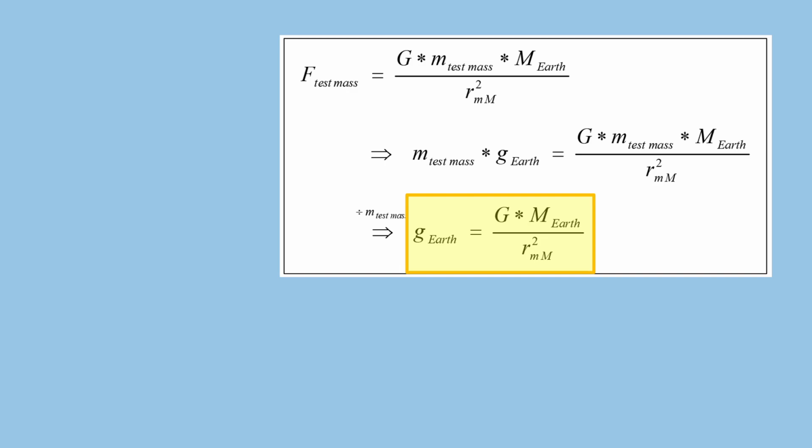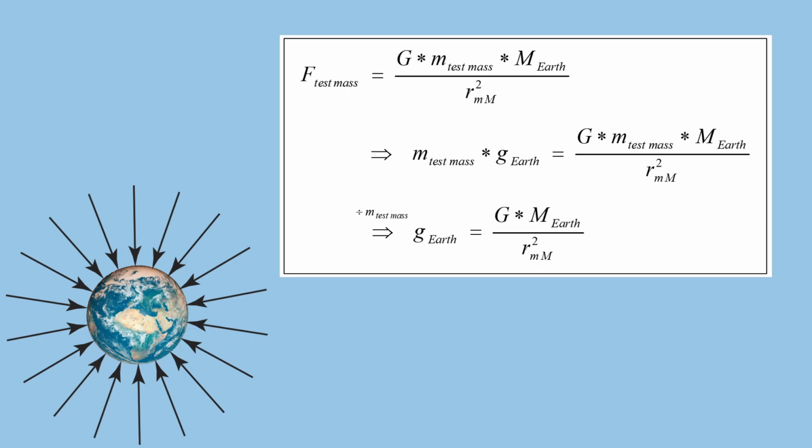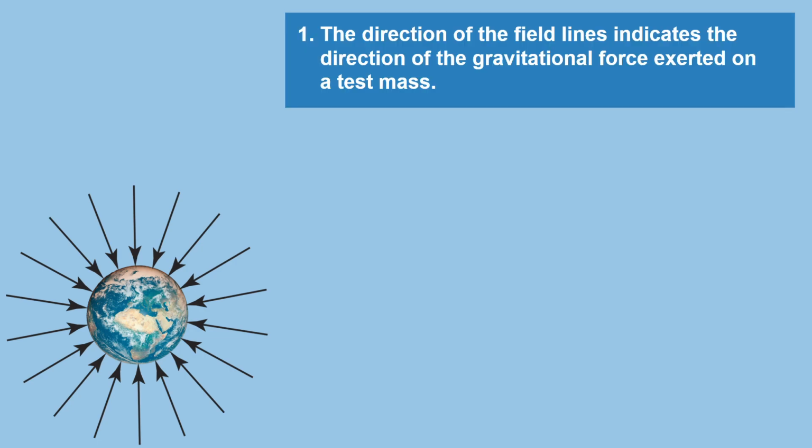This gravitational field can be visualized with arrows pointing to Earth's surface. So, here are the important concepts about fields. 1. The direction of the field lines indicates the direction of the gravitational force exerted on a test mass. Therefore, Earth's gravitational field tells us that an object released above Earth's surface would travel towards Earth's surface in a path parallel to that of the gravitational field. Note: we are assuming the object does not have any horizontal motion, only vertical motion.